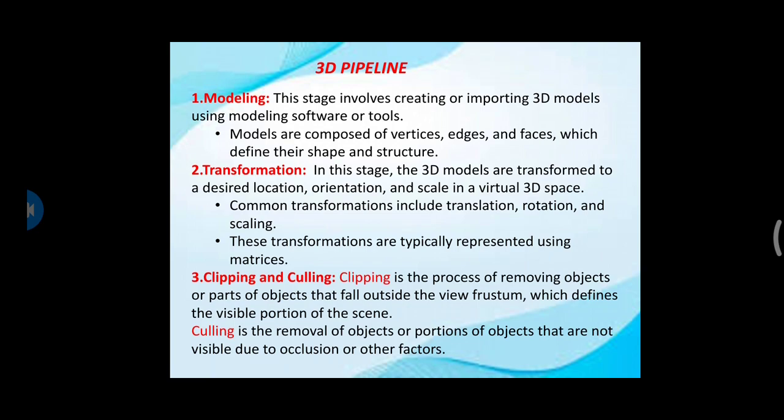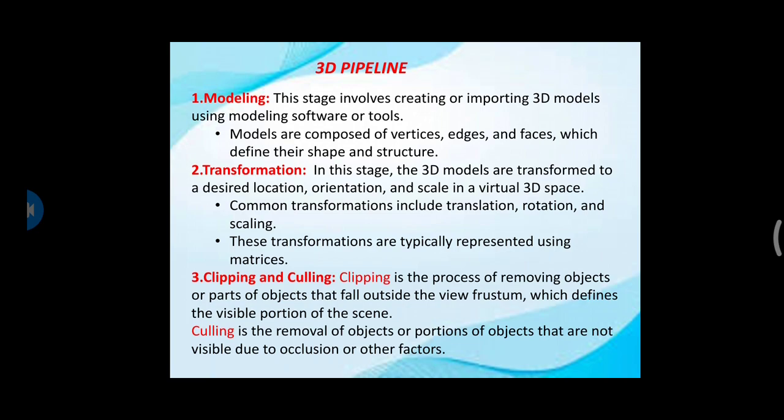Transformation. In this stage, 3D models are transformed to a desired location, orientation, and scale in a virtual 3D space. Common transformations include translation, rotation, and scaling. These transformations are typically represented using matrices.